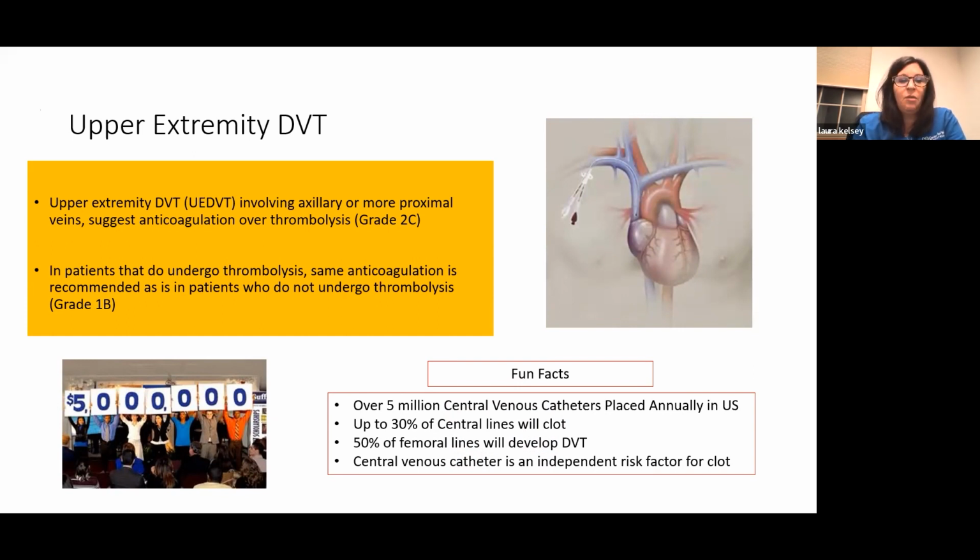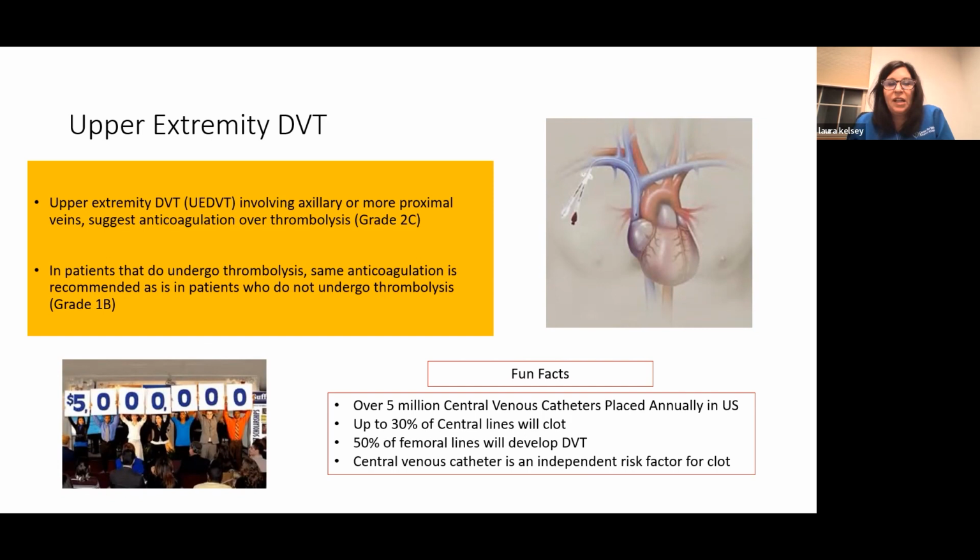So I've seen how many patients that have a cancer with an occluded catheter where they get lytic therapy to open the catheter and subsequently open that, and they don't go on anticoagulation. That's a no-no. They need to be anticoagulated. And it's estimated that over 5 million central venous catheters are placed annually in the United States. So 30% of people will develop a clot with a central line.